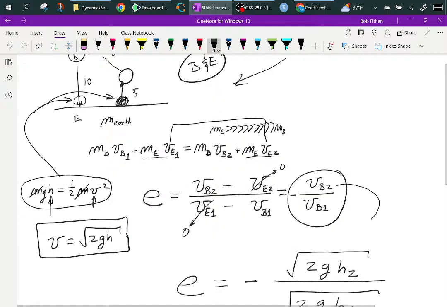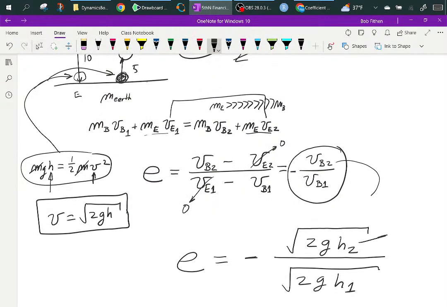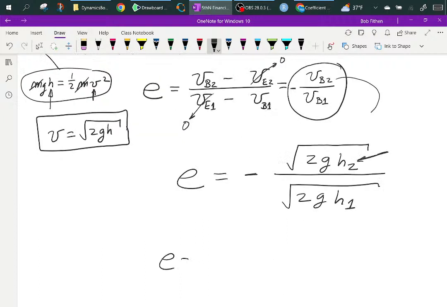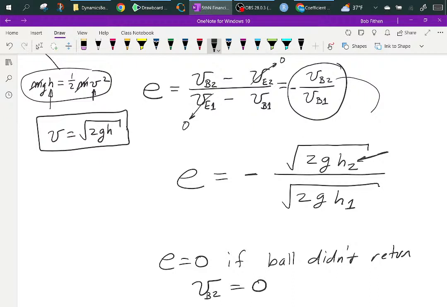Now, if the ball came down and hit the ground and just died right there, then the height 2 would be 0, and this E would be 0, if the ball didn't come off the ground. Didn't return. Okay, and that's because V2 would be nothing. The ball velocity 2 would be nothing. It just would sit there on the earth.